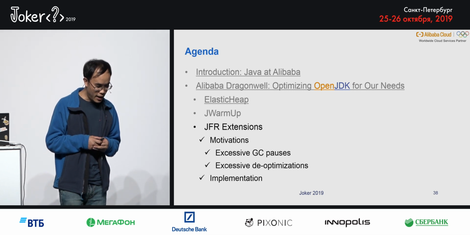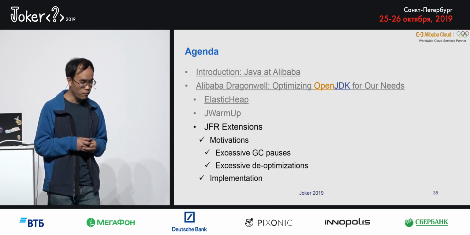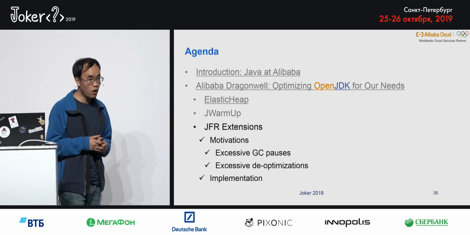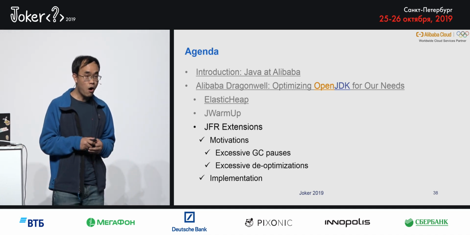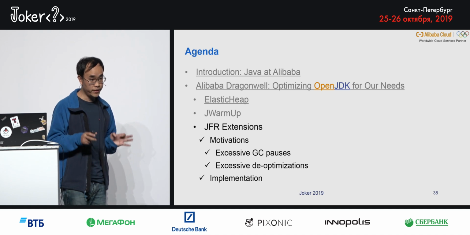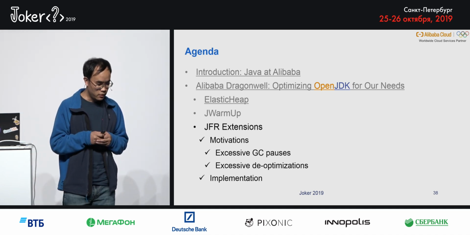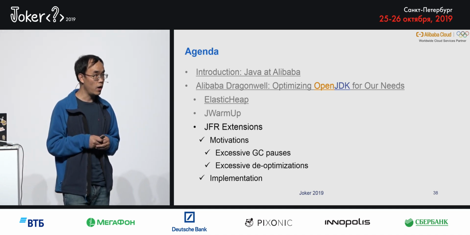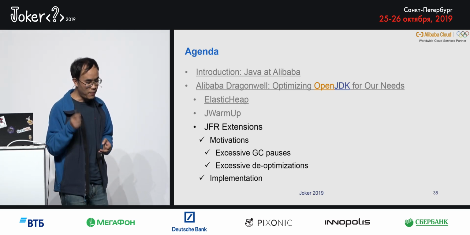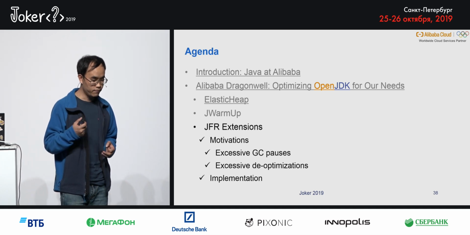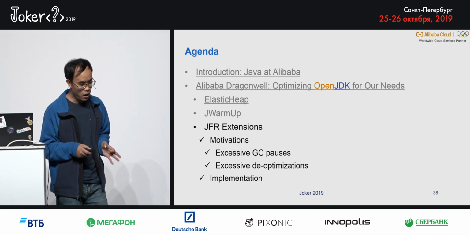Actually, in this part, I would share the two motivations here. How can we resolve excessive GC pauses? How can we resolve the excessive de-optimization cost? This is our reason we want to extend JFR to do that. And then the second part is I just go through the implementation details, how we do that.